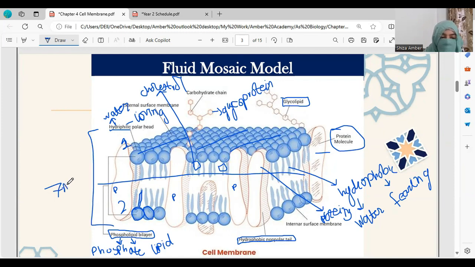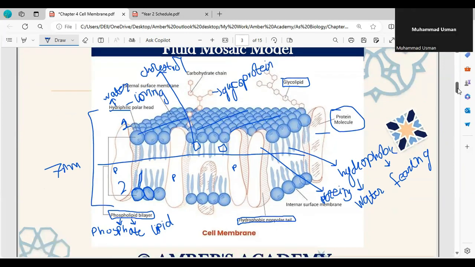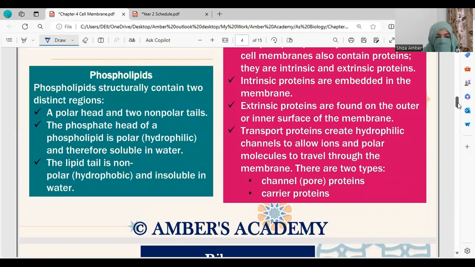So far, are we clear on the structure? Okay. So we have covered this so far: phospholipids structurally contain two distinct regions, a polar head, meaning the phosphate head, and two non-polar tails, which are hydrophobic. The phosphate head of a phospholipid is polar, which means it's hydrophilic and soluble in water. If something is hydrophilic, it should be soluble in water because it is water loving. Then you have two lipid tails coming out of the same phosphate head, and they are hydrophobic in nature, which means they are insoluble in water.